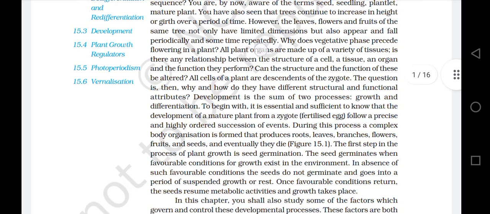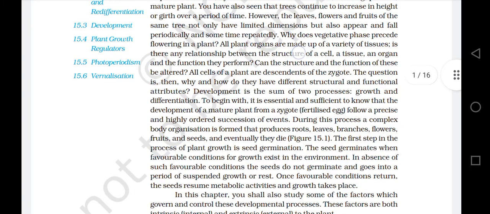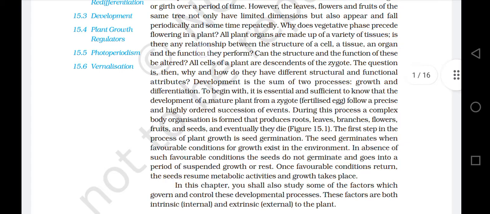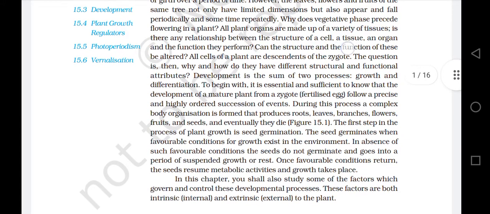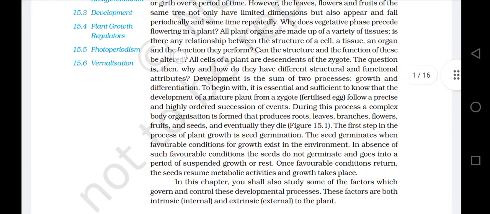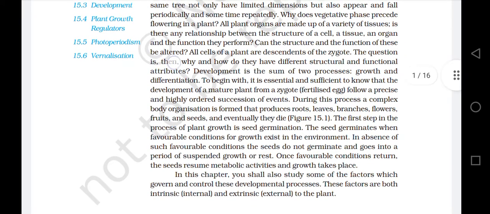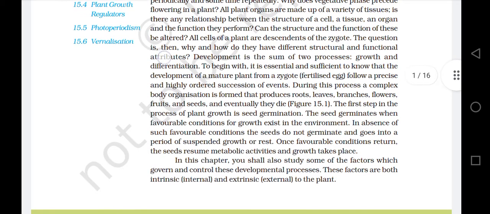All plant organs are made up of a variety of tissues. Is there any relationship between the structure of a cell, a tissue, an organ, and the function they perform? Can the structure and the functions of these be altered? All cells of a plant are descendants of the zygote. The question is then, why and how do they have different structural and functional attributes?